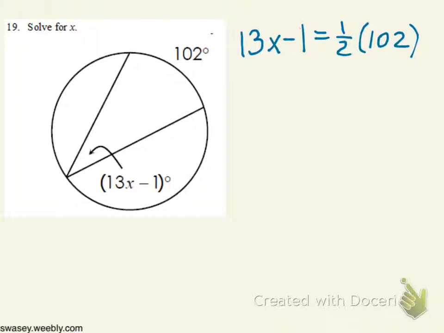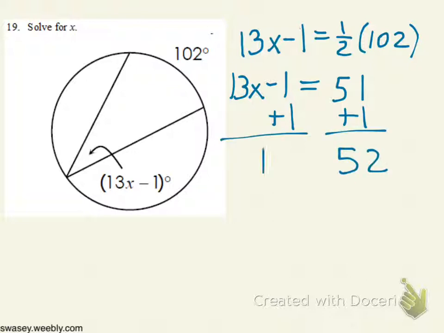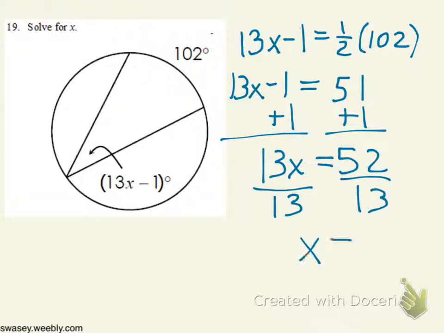Half of 102 is 51. From here it's a two-step equation. To get rid of minus 1, we'll add 1 and get 52. And then to get rid of multiplying by 13, divide by 13. And so x is 4. Our goal is to find x. We found it.